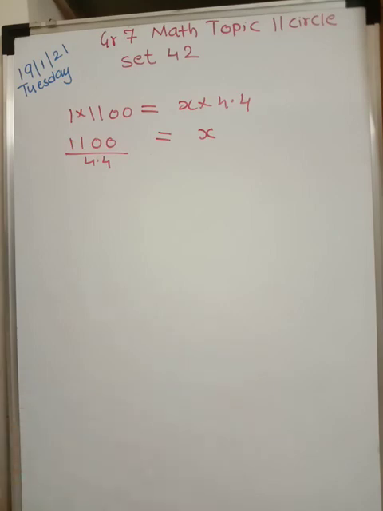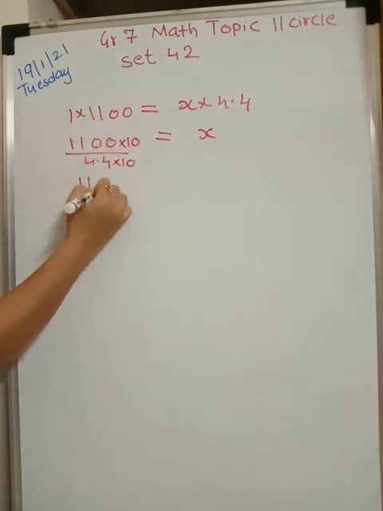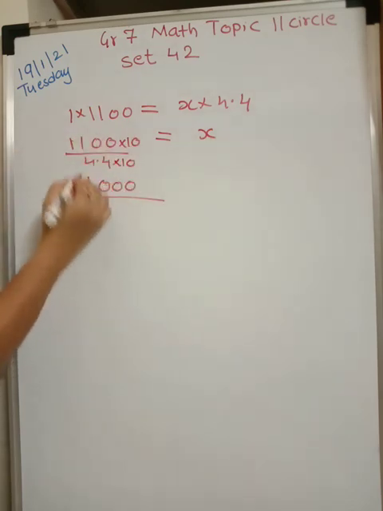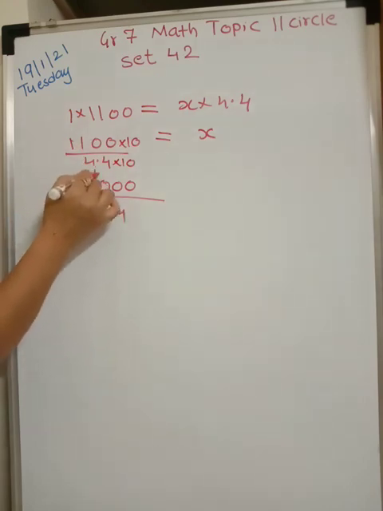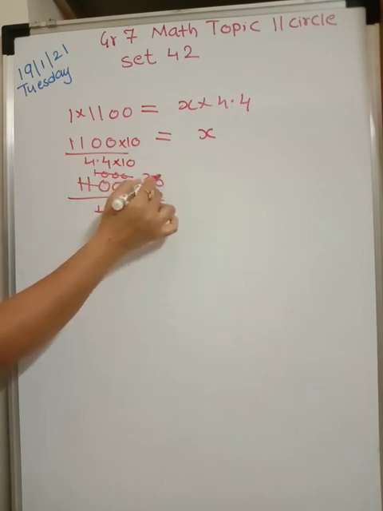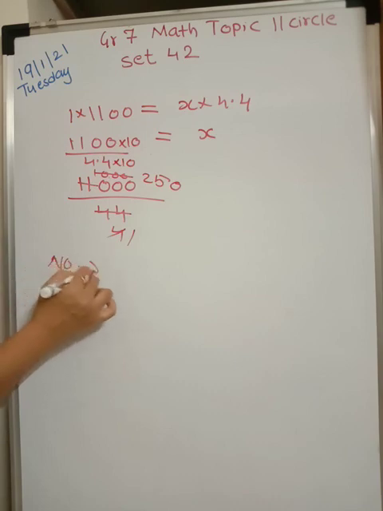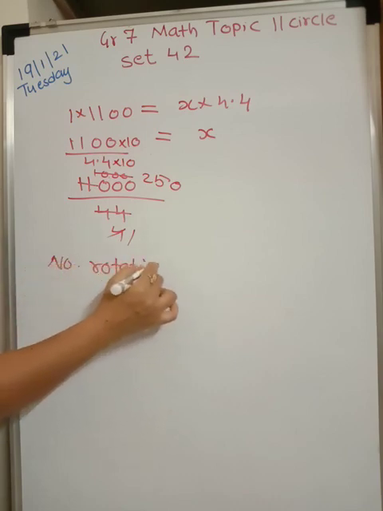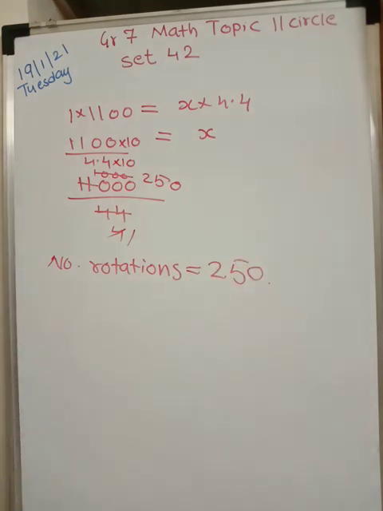So let us find the number of rotations. I want to get rid of this decimal point, so I am multiplying here by 10. So I have to multiply here also by 10. So up you will get 3 zeros, that is 11,000. This will go off and we'll get 44. Now see, 11 1000s are 11,000. 4 1s are 4, and 4 25s are 100. 25 4s are 100, and this 0 remains as it is. So number of rotations is equal to 250. I hope the problem is clear.